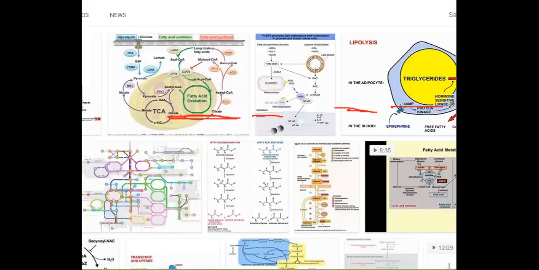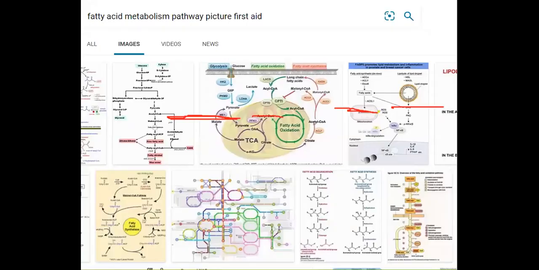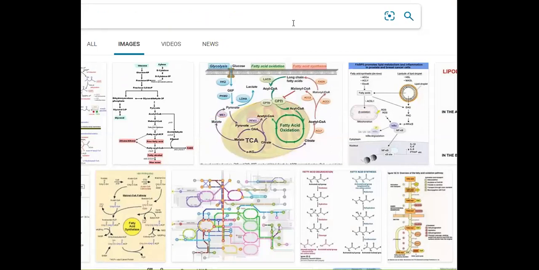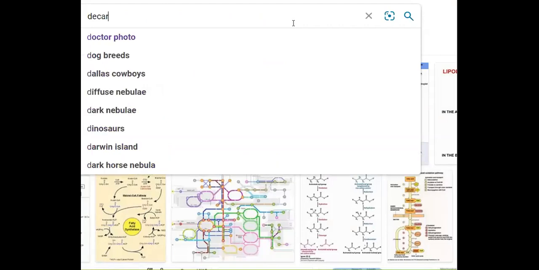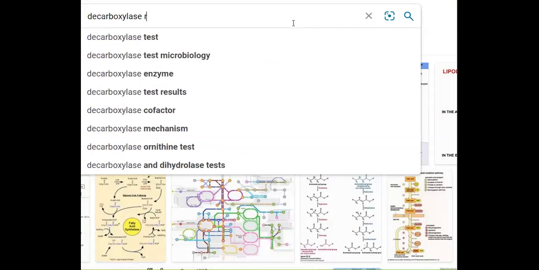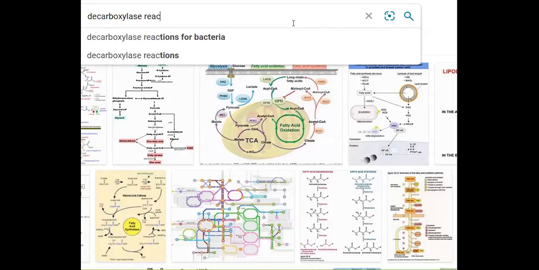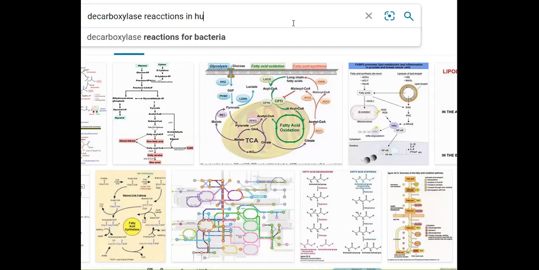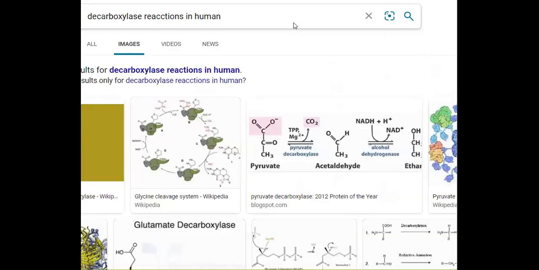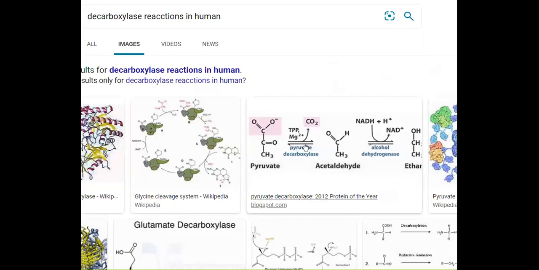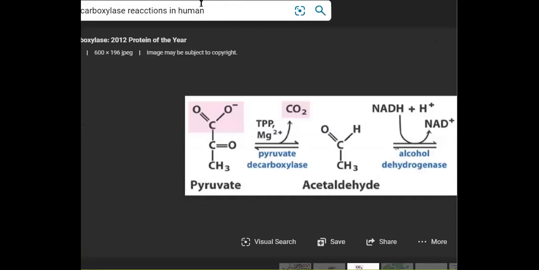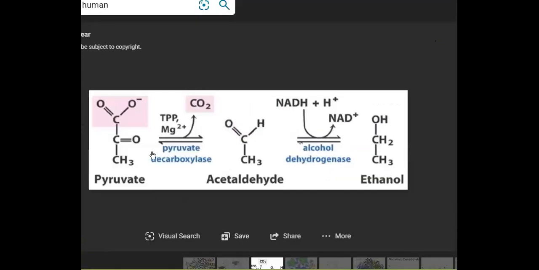But as a whole, they also cause problems in the metabolic reactions. Okay, so decarboxylase. Now you see this is one example. Pyruvate is converted to acetaldehyde and then ethanol.